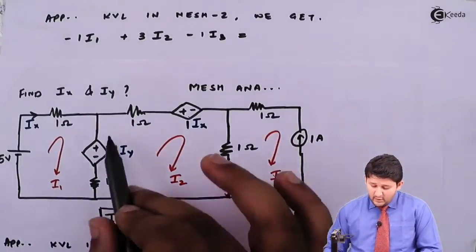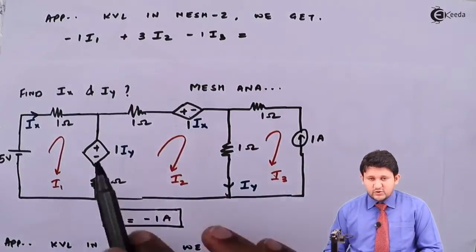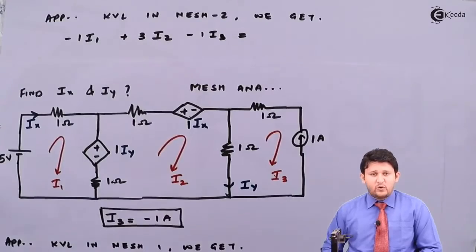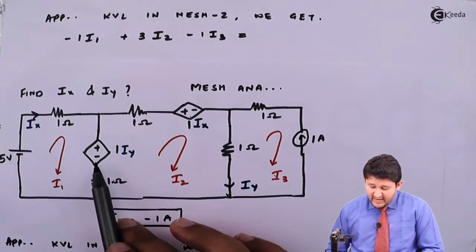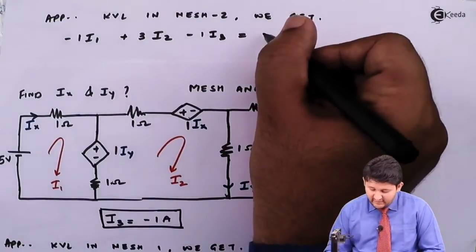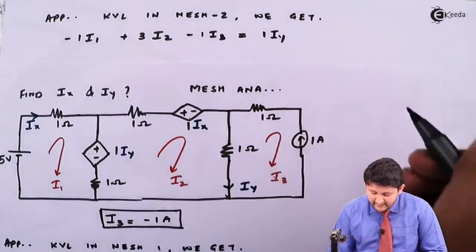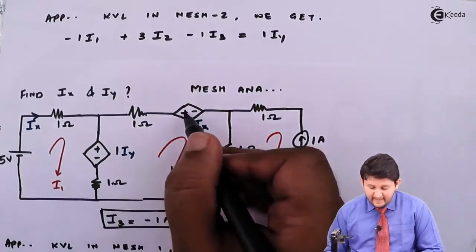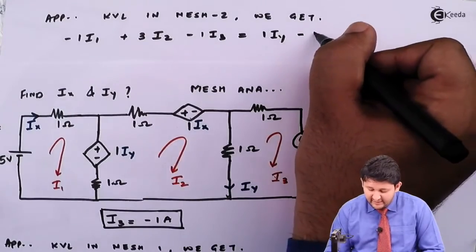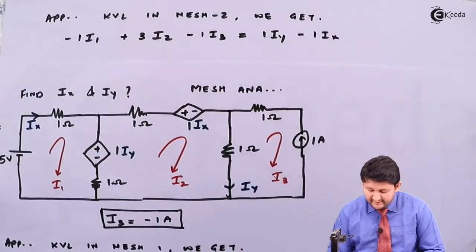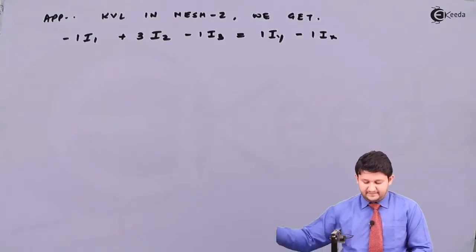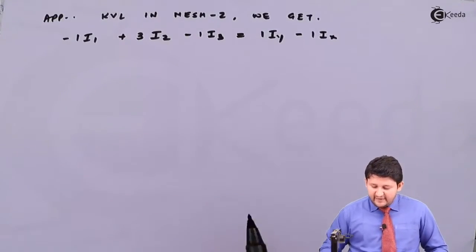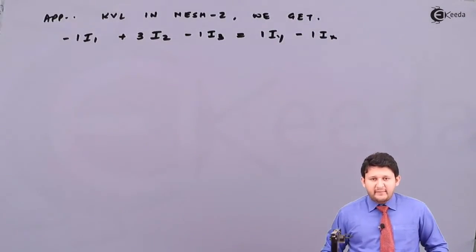Next logic. What is the number of voltages in mesh 2? You will say there are 2 voltages. Write them. I2 is entering into negative, so treat as positive. This will be 1 I1. I2 is entering into positive, treat as negative. This will be 1 Ix. So till now we have got the equation for mesh 2.